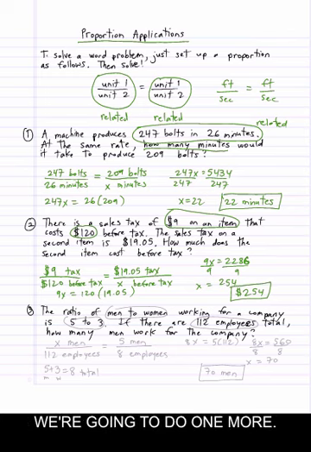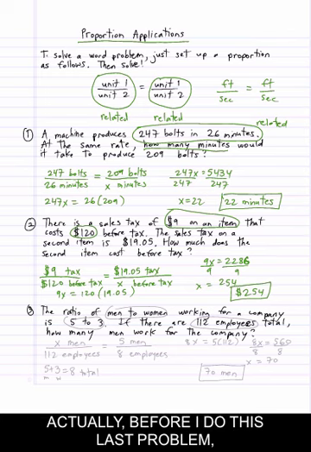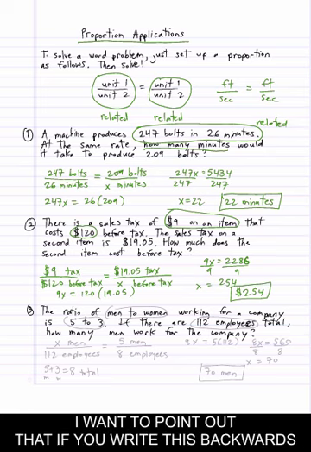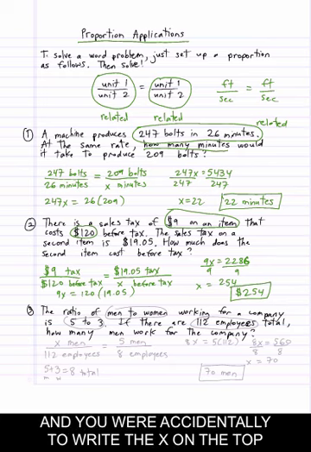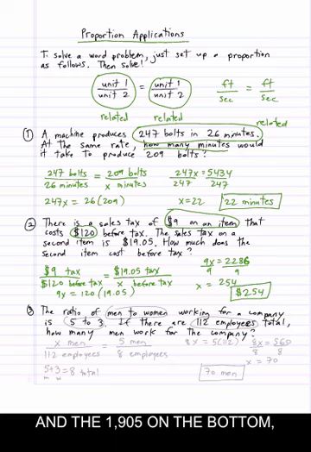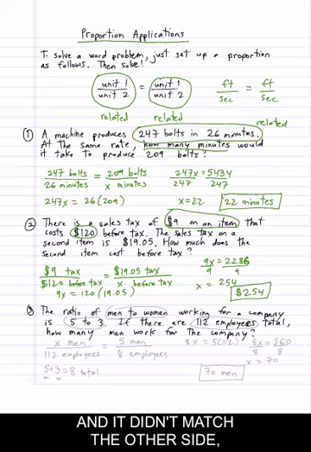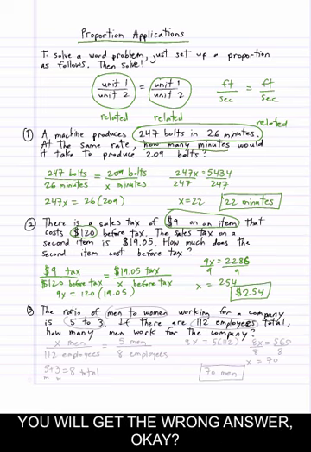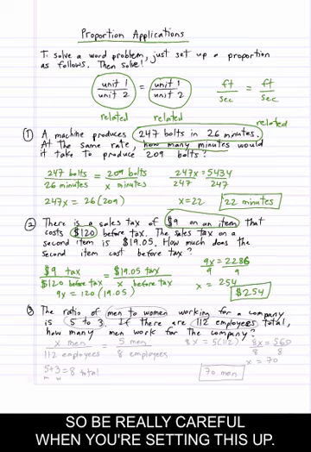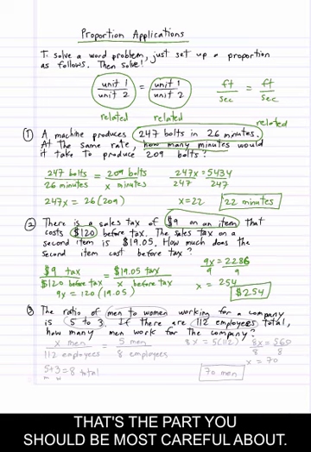We're going to do one more. Actually, before I do this last problem, I want to point out that if you write this backwards and you were accidentally to write the x on the top and the 19.05 on the bottom and it didn't match the other side, you will get the wrong answer. So be really careful when you're setting these up. That's the part you should be most careful about.